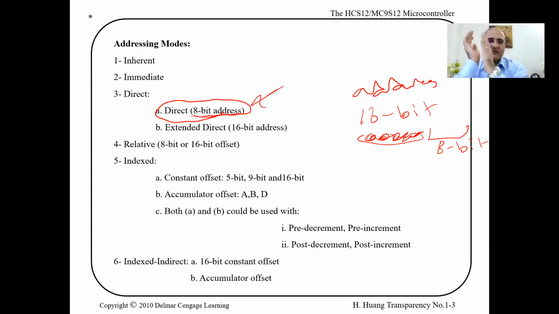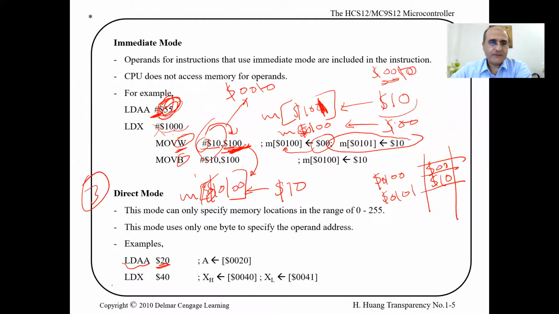If I give it the lower 8 bits of the address, we call this direct addressing mode with 8-bit address. The extended direct, you give it the full 16-bit address, and you don't assume that the higher 8 bits are zeros. So in the direct addressing mode, you give it an 8-bit number, and it will understand to add another byte of zeros next to it.